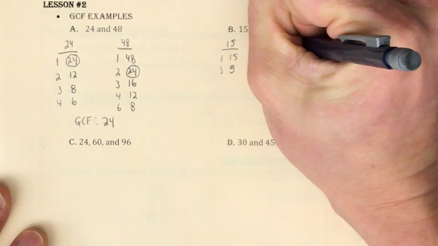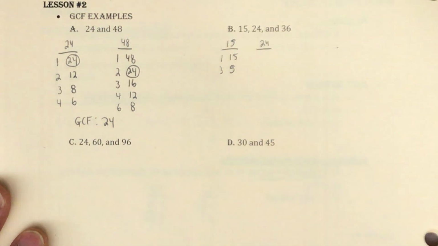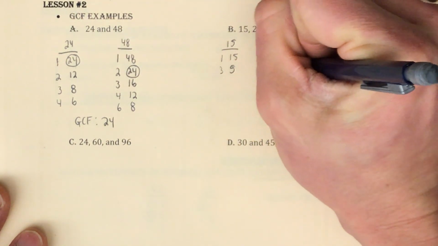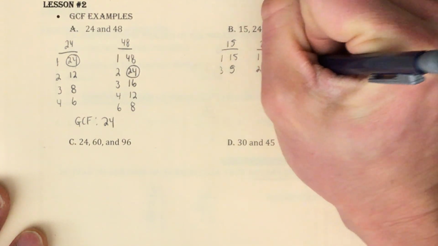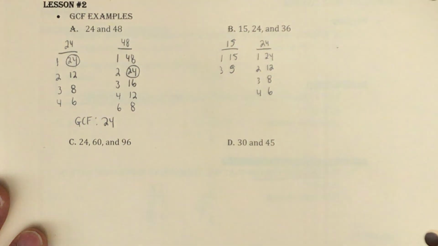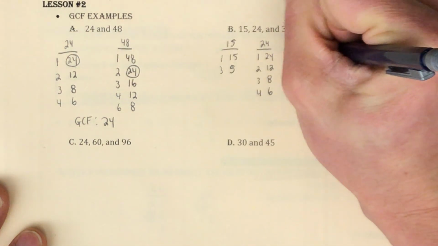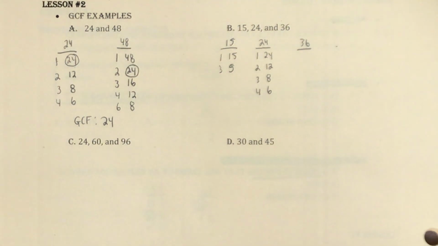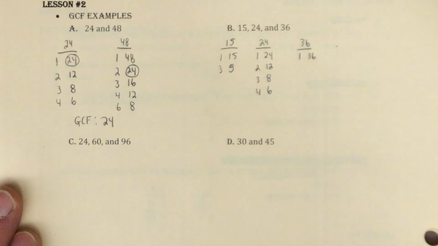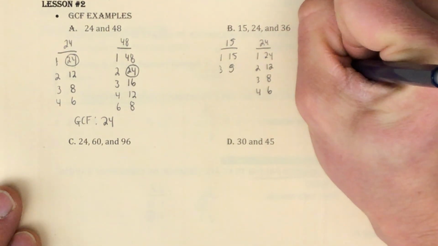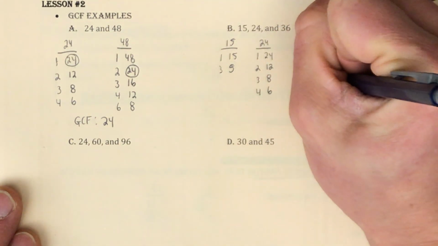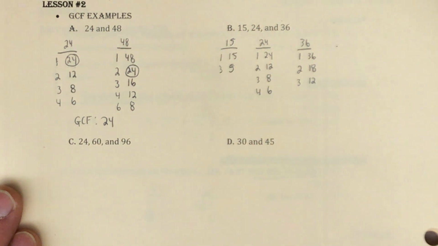So then I'm going to go on to 24. Well, we just did that one, so if you just want to copy over your factor pair list from the other one, you can. So 1 and 24, 2 and 12, 3 and 8, 4 and 6. And then 36 here. Got to do that one. That's a new one, so I'm going to go through the list again. So 1 and 36. Does 2 go into 36? Yes, it does. 2 times 18. Does 3 go into 36? Yes, it does. 3 times 12.